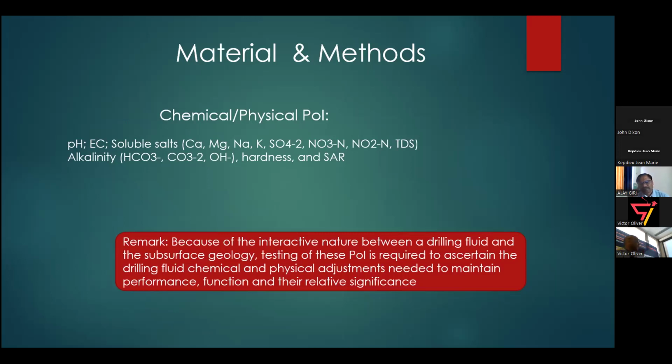As already alluded to, here's the rationale behind that. Because of the interactive nature between drilling fluid and the subsurface, testing of those parameters was very important in order to assess the potential impact on the effectiveness of the drilling fluid, whether or not its performance will be affected from a chemical and physical standpoint by the leachate stream. So those are the parameters which were recommended.